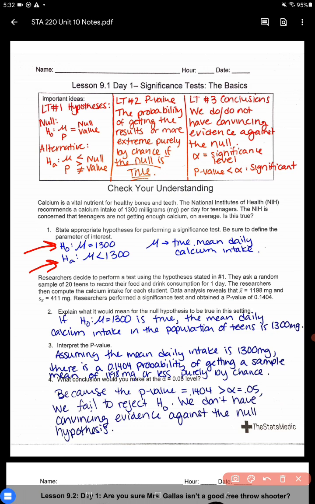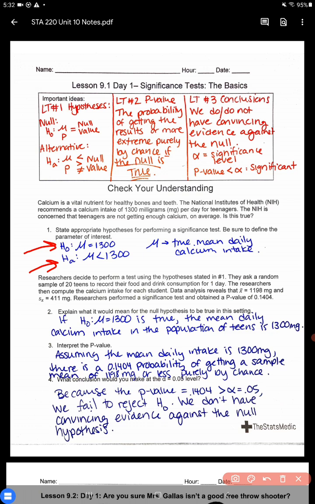So what happened here? Well, some researchers decided to actually perform this test, and again, I will show you how to do that in your calculator later. And they asked a random sample of 20 teens to record their food and drink consumption for one day. And I want to pause right there. If you remember what we talked about in previous units, that is a very small sample size, and I would want to proceed with caution because technically I can only assume that my data is normal if my sample size is at least 30 people. So I would have to be checking some other different graphs and things to actually make sure that my data was normal here. I could not just assume that based on a sample size of 20, right?